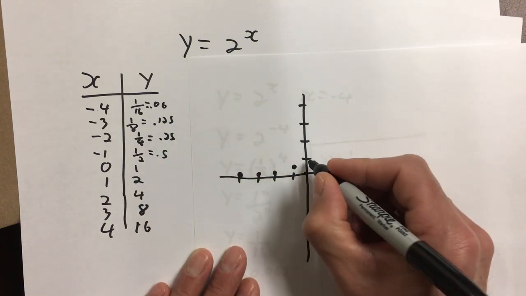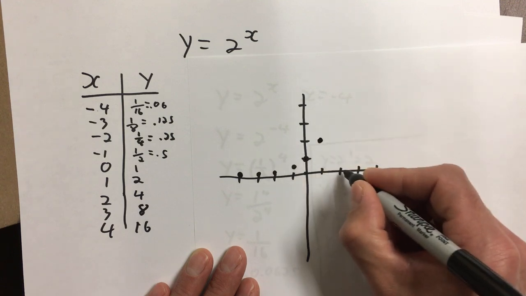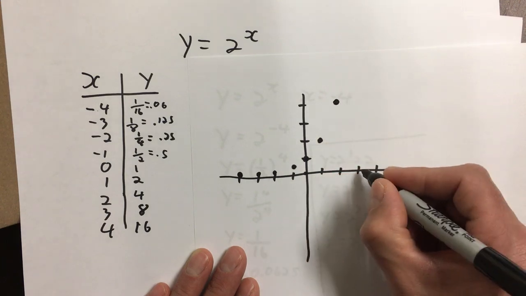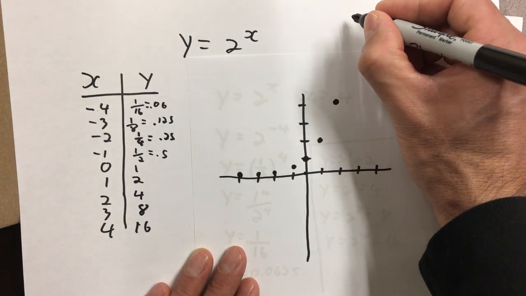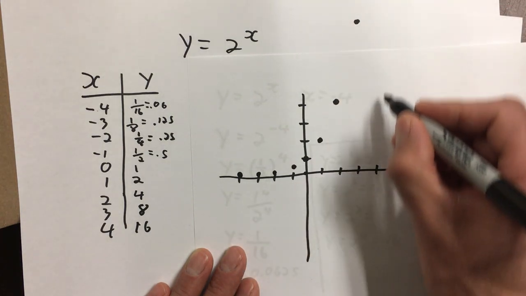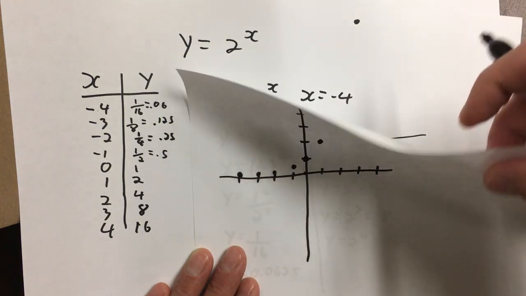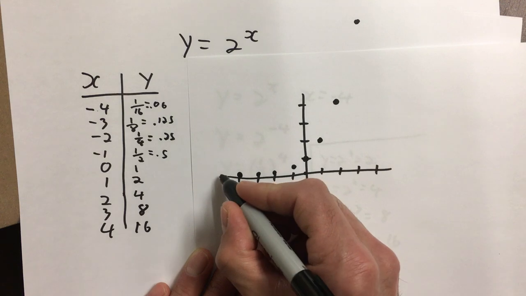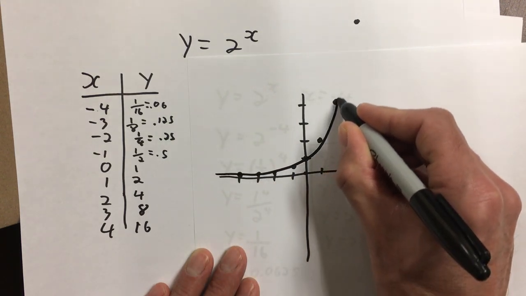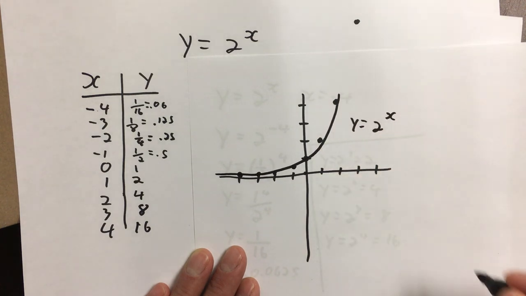If x equals 0, it's a 1. If x equals 1, it's a 2. If x equals 2, it's a 4. If x equals 3, it's an 8, which is all the way up here. And 4, it goes all the way to 16, which is right off the page. Well, actually, that's also off the page, but we'll fit it in. I'm now going to connect those dots. And this is my graph of y equals 2 to the x.